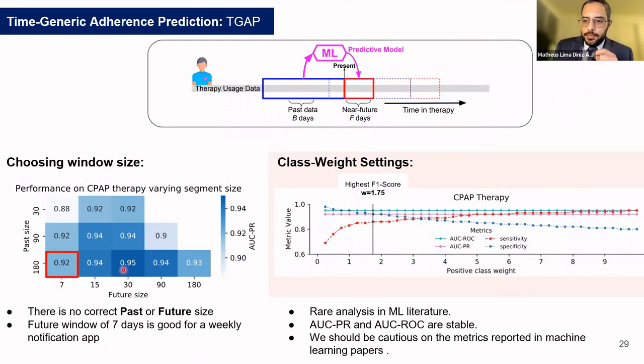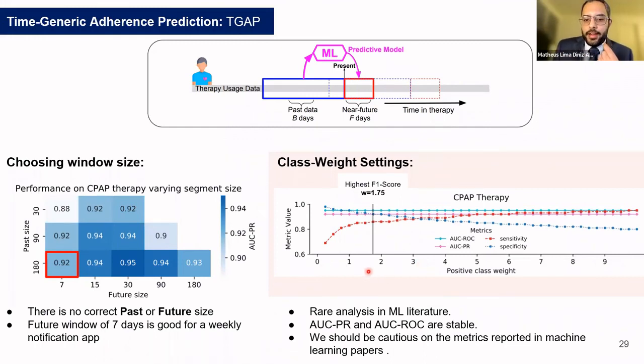The third parameter, which is something very important that I really want to highlight here, and I discussed a lot in my thesis, is the positive class weight. What is this positive class weight? It is how much attention, how much weight the model will give to the positive class, to when it sees a non-adherence example. And why is this important?